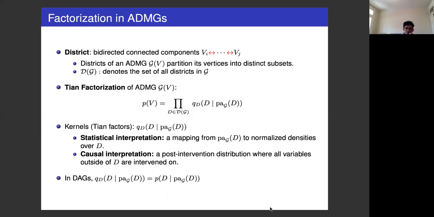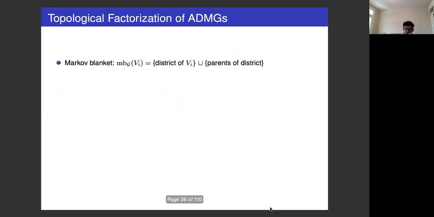That would make life much easier. In order to do so, we need another definition called the Markov blanket, which has been around in the graph literature for a long time. The Markov blanket of a vertex Vi is defined as the district of Vi and the parents of the district. It turns out we don't care about the entire Markov blanket. We only care about a subset of it, specifically the subset of the Markov blanket that precedes the vertex Vi according to a valid topological order.